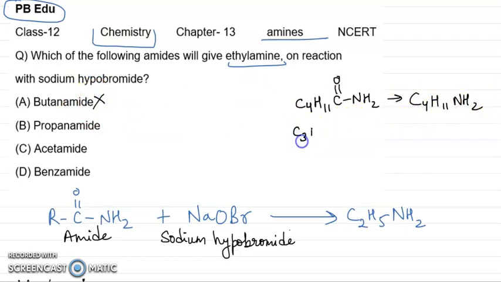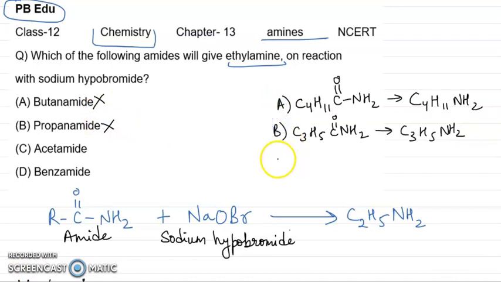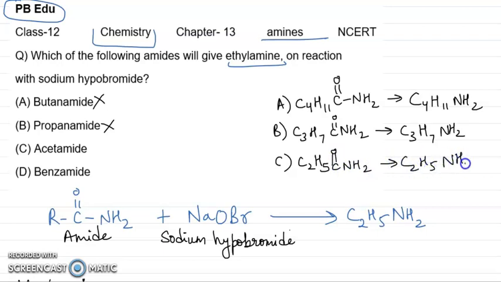Next is propanamide, C3H5CONH2. So the product would be C3H5NH2, which is also not the required product. This option is also incorrect. Next is acetamide. Acetamide is also called ethanamide. Therefore, in ethanamide, there are 2 carbon atoms. So C2H5CONH2. In propanamide, there was C3H7. So the product is C2H5NH2, which is the required product, that is ethylamine. Therefore, this option is correct.